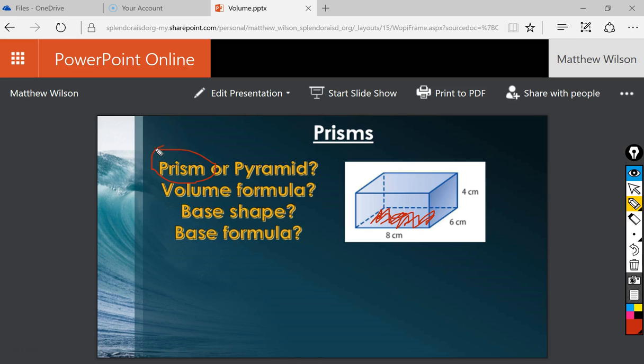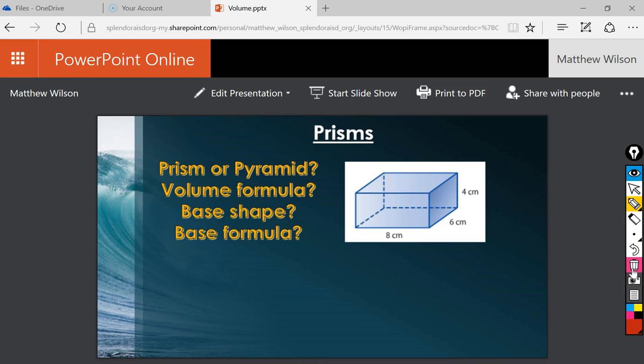We know the volume formula is just going to be base times height. The base shape, that's going to be a rectangle, and then the base formula. Actually, this is supposed to be a capital B, and then this is lowercase b. Base times height. So let's do that. Let's go through the process. And sorry for my handwriting. Hopefully it's legible enough for you to understand it.